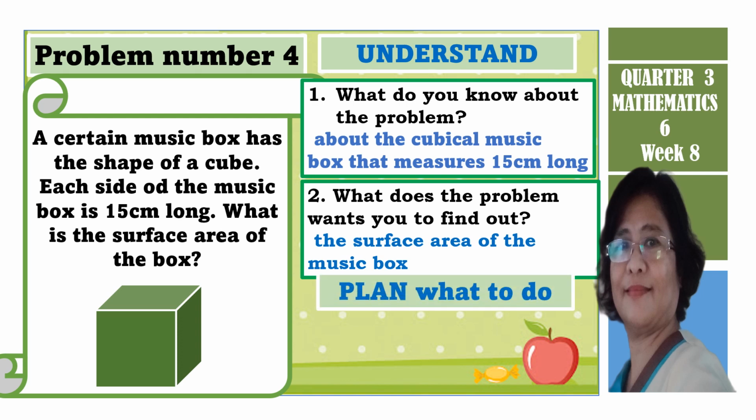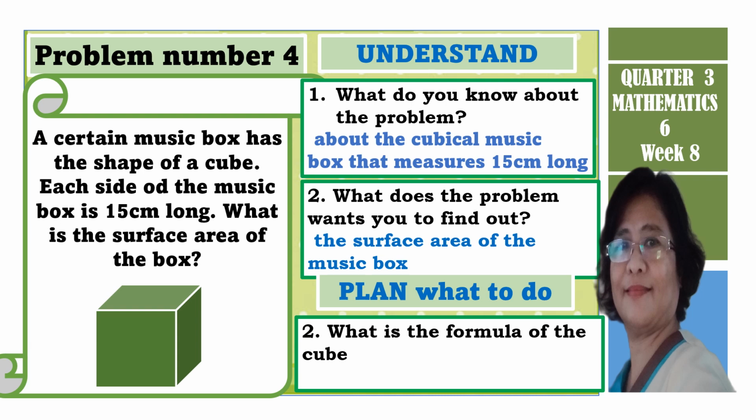And then, we're going to plan. Based on the given, the formula for the surface area of a cube is a squared times 6. And the given side of the cube is 15 cm long. So what we are going to do is just substitute in the formula. The side is a, so we will substitute it with 15.